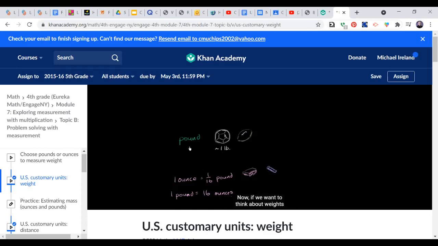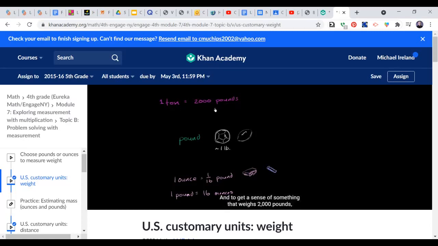Now, if we want to think about weights that are larger than a pound, then we would go to the ton. And 1 ton is equal to 2,000 pounds. And you have to be a little bit careful with the ton. We're talking about the U.S. customary units, and this is where we're talking about 2,000 pounds. But when we're talking on a more international level, this is sometimes called the short ton. There's also a long ton. There's also the metric ton. But here we're talking about U.S. customary units, which is the short ton. So 1 ton is 2,000 pounds.